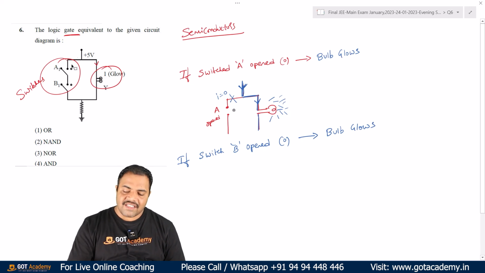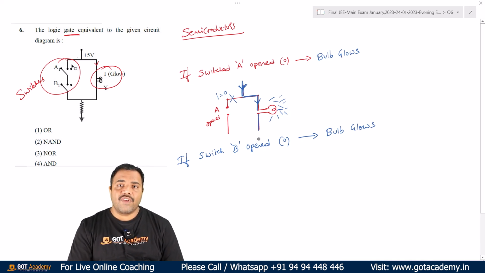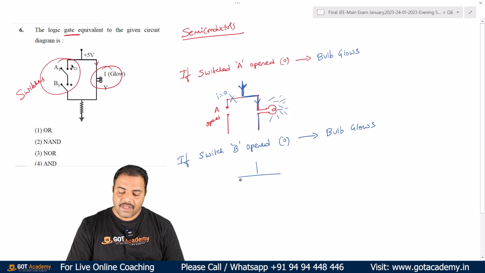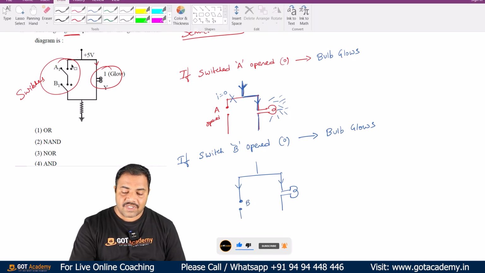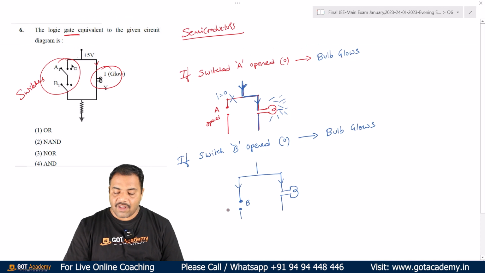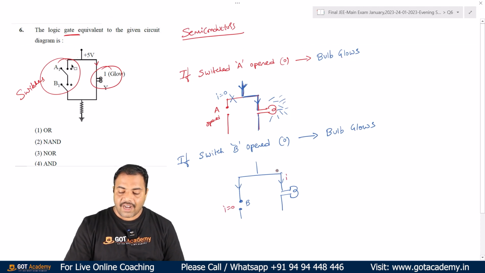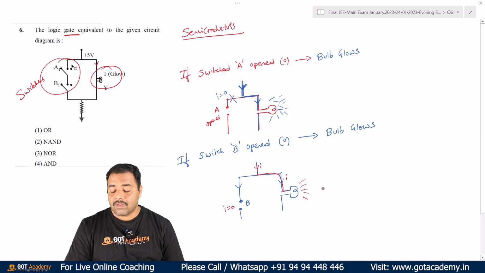Why? Because the current is splitting in two different ways. Look, this is one way and this is the other way. In this way, you are having a bulb. But in the other way, the switch has been opened. So if the switch is open, the current through it is 0. No current here. So the total current, whatever you are getting here, flows like this. So now this bulb again glows.